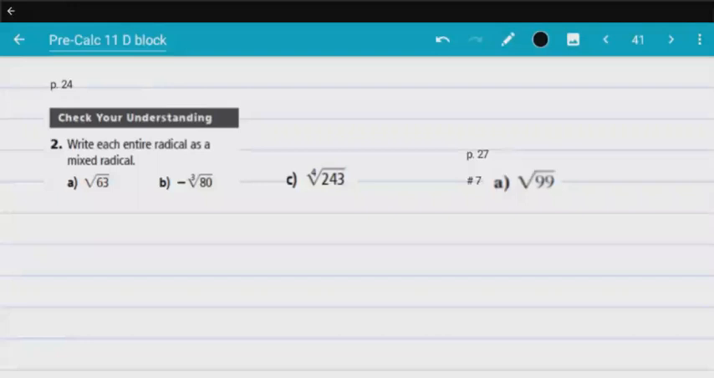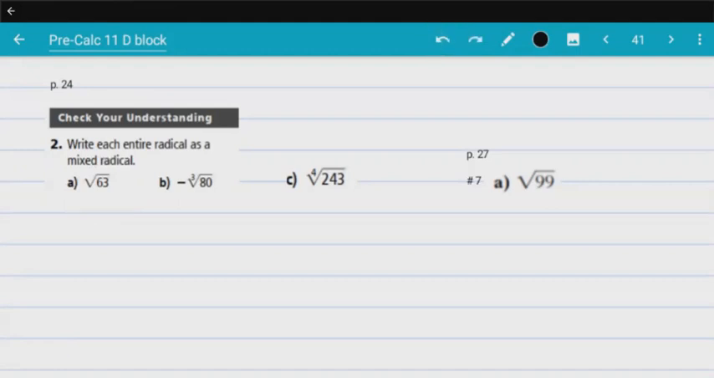Well, it is a radical wherein there is no number in front of the radical. A mixed radical is when there is a number in front of the radical. Okay. This is an entire radical because there is no number in front of the radical.